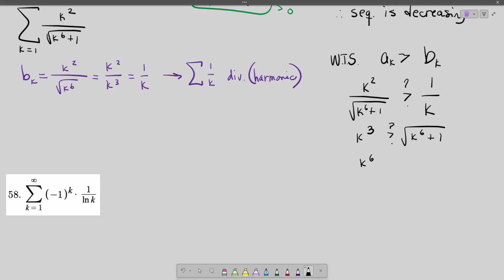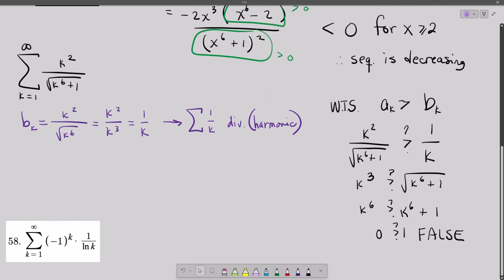Square both sides. Is that true? No. No. So with the comparison, if you get a false there, then we do the limit comparison. So direct comparison test. So this is DCT, direct comparison test. Inconclusive. If DCT is inconclusive, then we go to LCT.